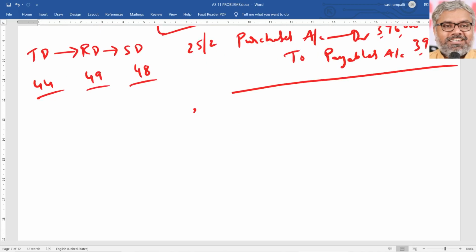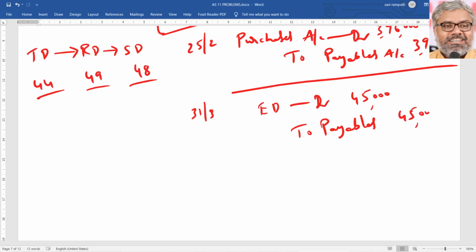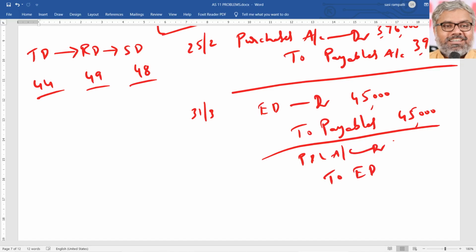Then on 31st March, he has to pass an entry for the exchange difference between the transaction date and reporting date. So there is a loss actually. Exchange difference account, that is 5 rupees loss per dollar. So 9,000 into 5 means 45,000 rupees. Payables has to be increased by that. So 45,000 rupees, that entry should be passed, and naturally P&L account at R2, exchange difference account or exchange loss account, 45,000 rupees should be passed.